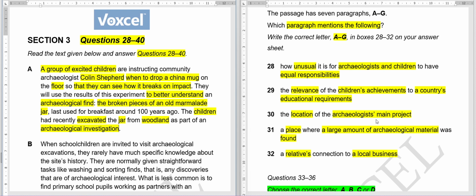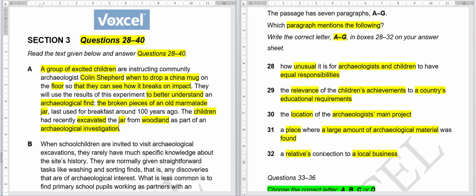No. 31, a place where a large amount of archaeological material was found. Is there any mention of that? Yes, they found an old marmalade jar in woodland. So this is the name, obviously a part of this particular project, but it is not a large amount. So there is nothing like a lot of something.